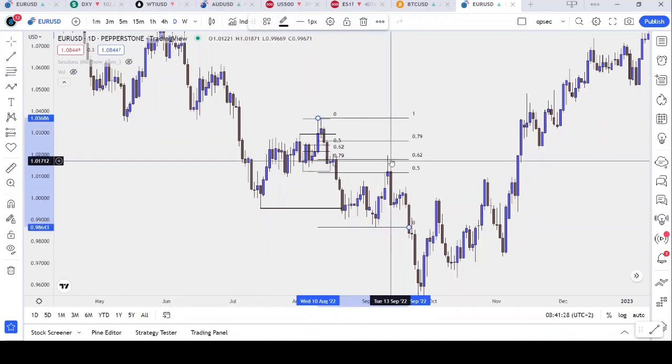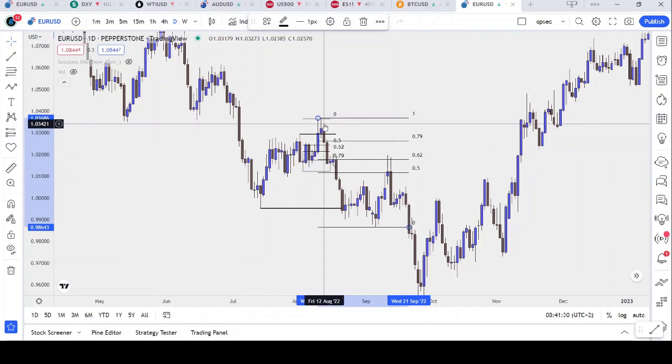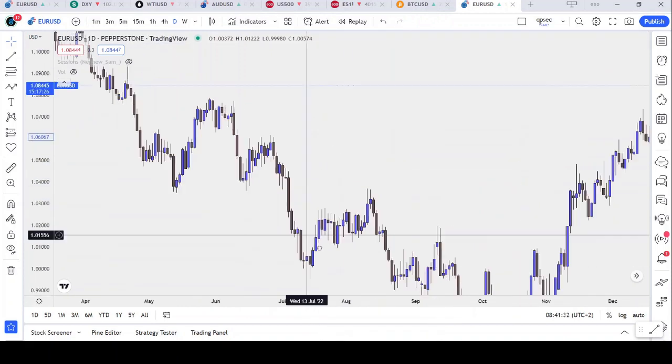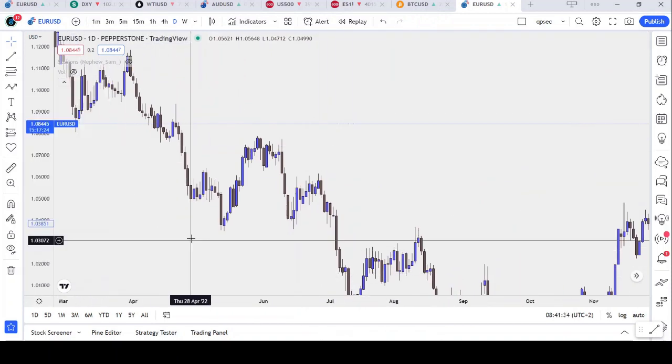Over here you can see people sold. Over here you can see people bought and got stopped out. Over here you can see a support level.